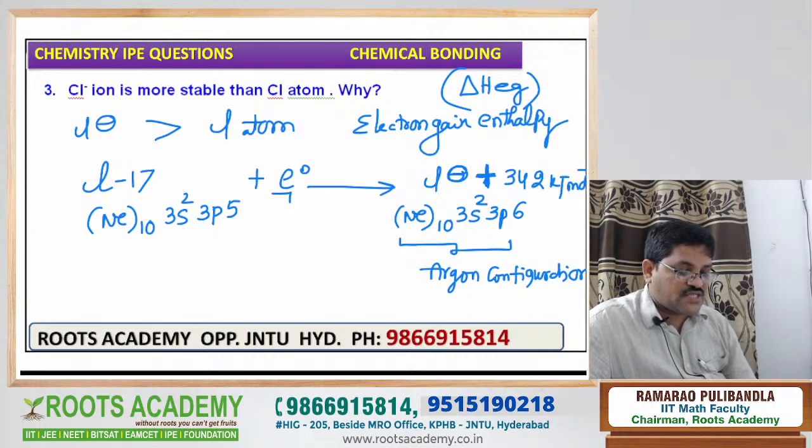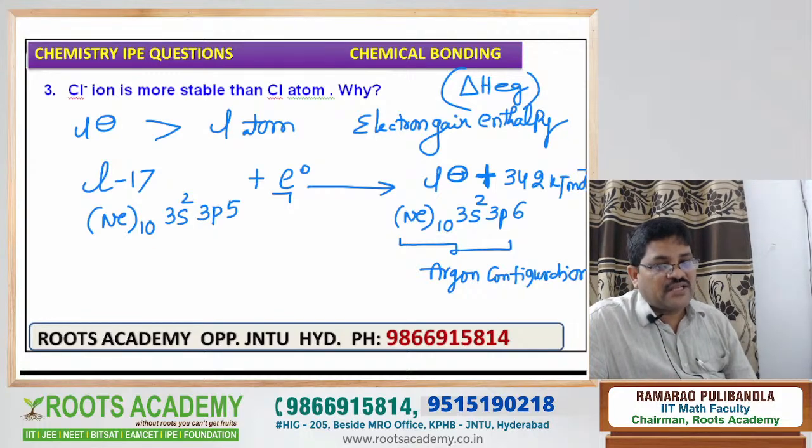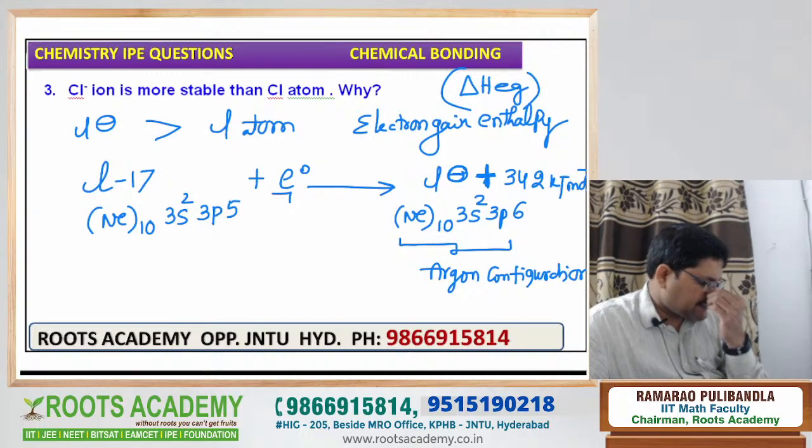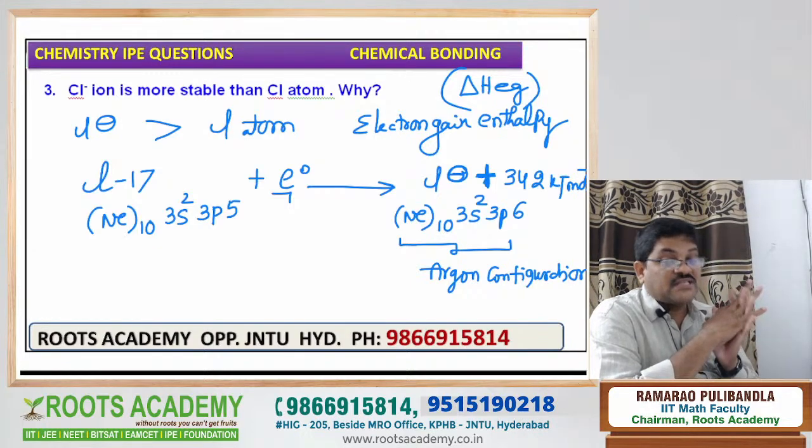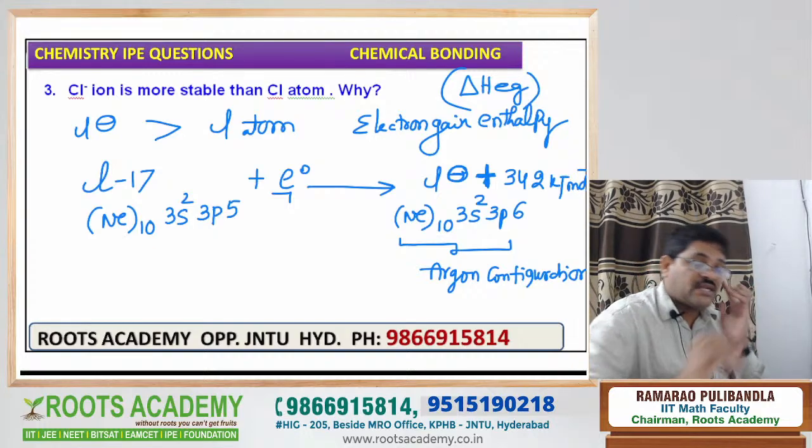What I am saying, students, is a 2 marks question. For a 2 marks question, how do you write? Cl minus ion is more stable than Cl atom because Cl minus ion is stabilized by the noble gas configuration, whereas Cl does not have the noble gas configuration, and you write the equation like this. Repeat the statement once again. Cl minus ion is more stable than Cl atom because Cl minus ion is stabilized by noble gas configuration of the argon, whereas Cl atom is not stabilized by the noble gas configuration.